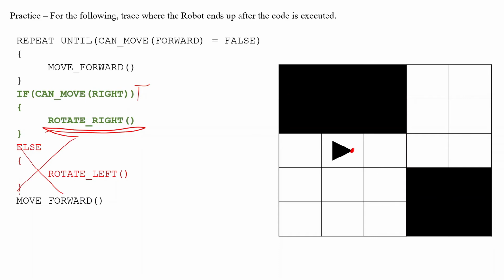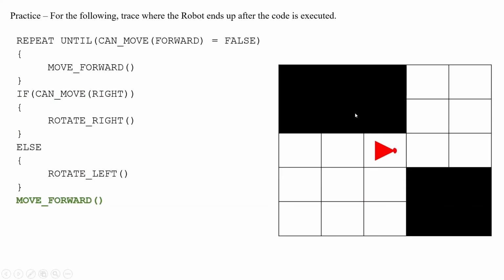And then I have one more code segment. Be careful, don't skip these. It's outside of my if else, and it says move forward. And that's where my robot ends up. I move forward because it was facing to the right, so I move forward in that position. And now my robot is done. That is where the robot ends up after that code has executed.